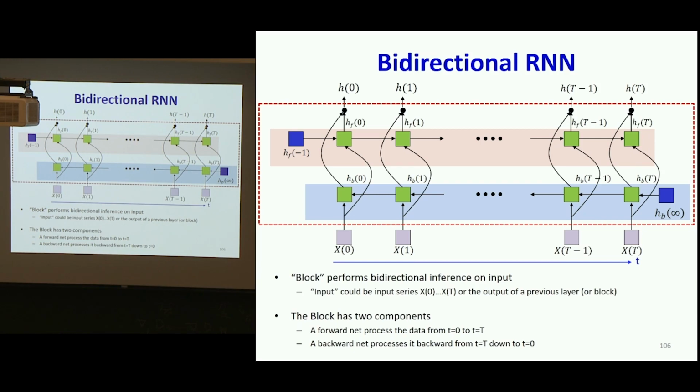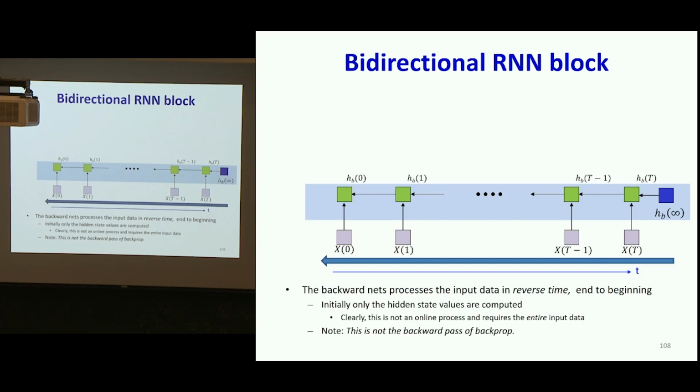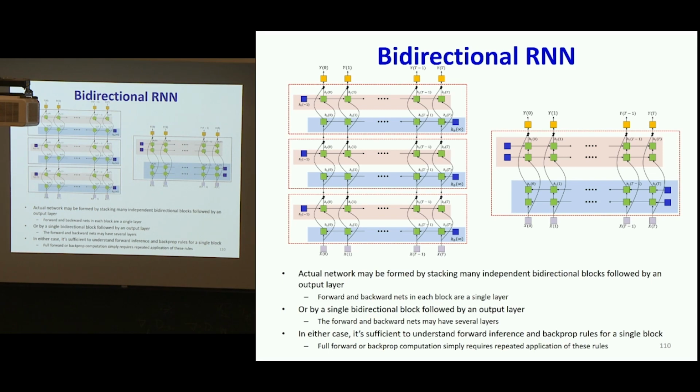So the overall computation is going to be like this. The input goes in for any layer. The forward net processes the data going from 0 to t. This is only computing the hidden state values. The backward net processes the input data in reverse time, going from the end to the start. And then finally, the actual output of the layer or the block combines the computations of both the forward and backward net, either by addition or by concatenation. And the entire network itself you can do in different ways. You can have several of these blocks chained together, one on top of the other. Or within each block, the forward and backward recursion itself could be a pretty complex network.